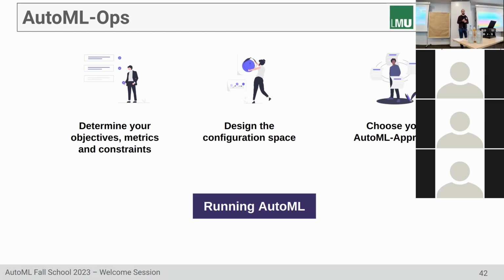So since I now said there's no real survival analysis tool, you could actually use the HPO tools we show you, and the AutoML toolkit we show you, to maybe try to build such a tool. And then you choose your AutoML approach, and then you're almost good to go.